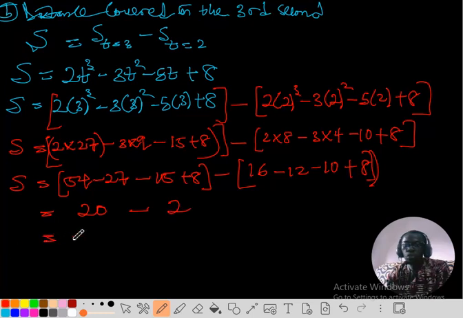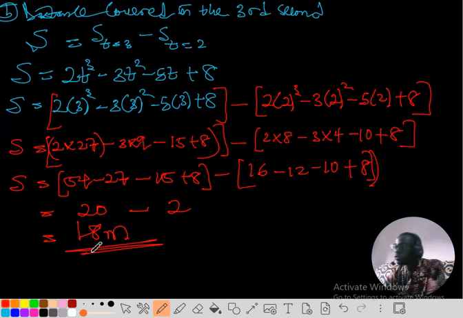So 20 minus 2 will give 18, and distance is in meters. So the distance covered in the 30 seconds is 18 meters. So we've answered the other part of the question. We are left with the third part, which is the time the particle is momentarily at rest. We are looking for the time the particle is momentarily at rest.